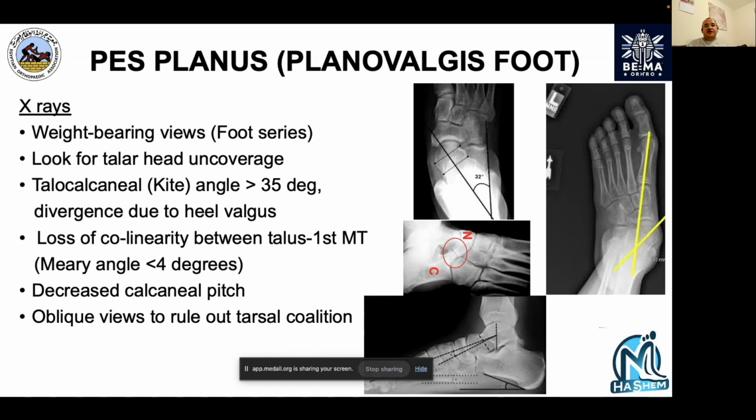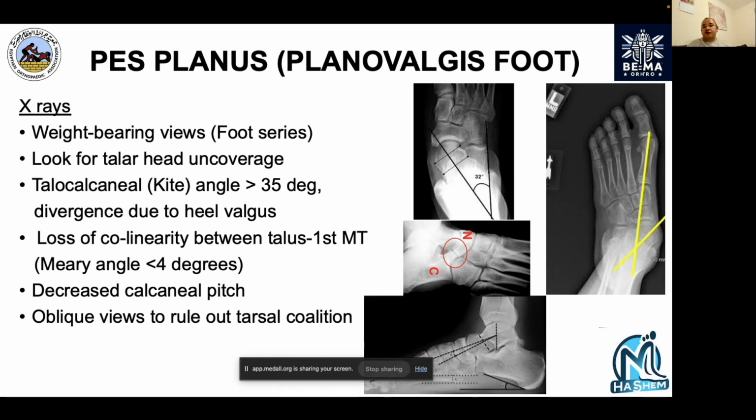How to assess an X-ray for a flat foot? You have to look at a weight-bearing X-ray, or what we call the foot series. So foot series is AP, lateral, and oblique of the foot while the patient is standing. Why standing? Because you need to see the actual situation of the joints in your normal day when they are loaded. The first thing, you look from the front, back to front, or front to back, whatever you want.